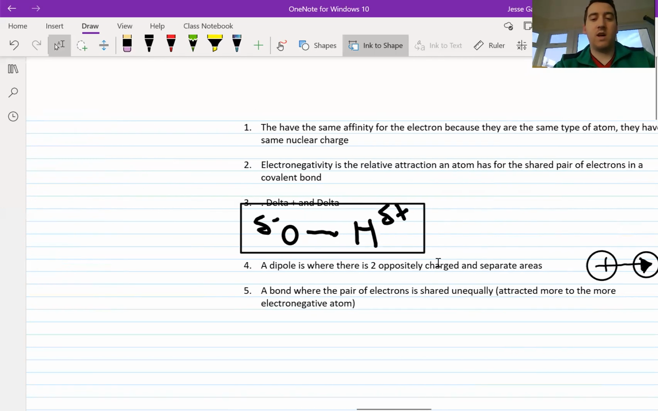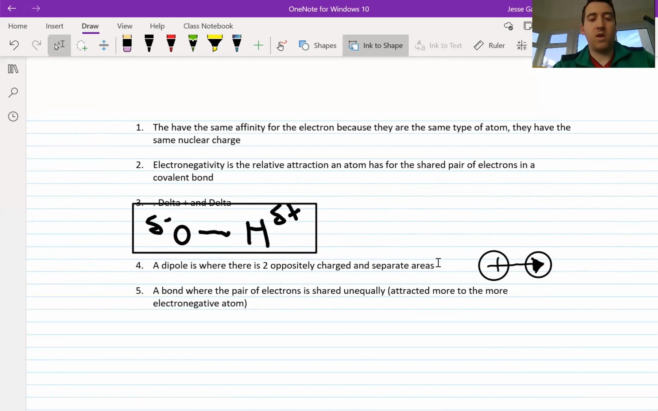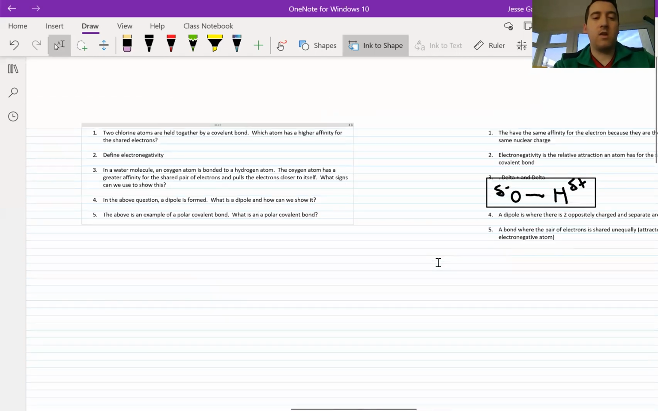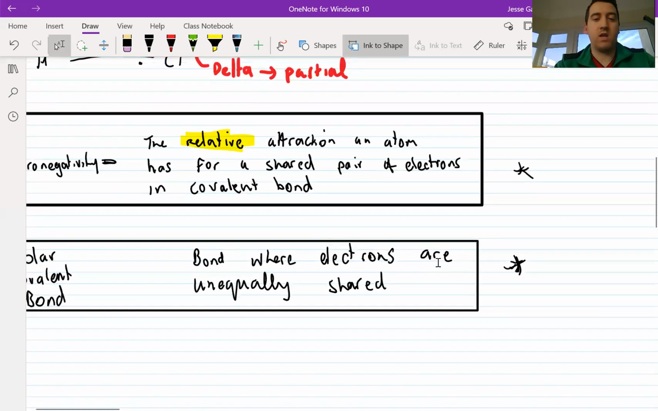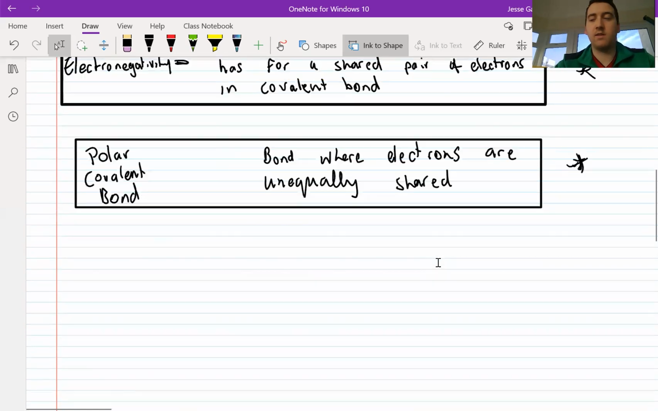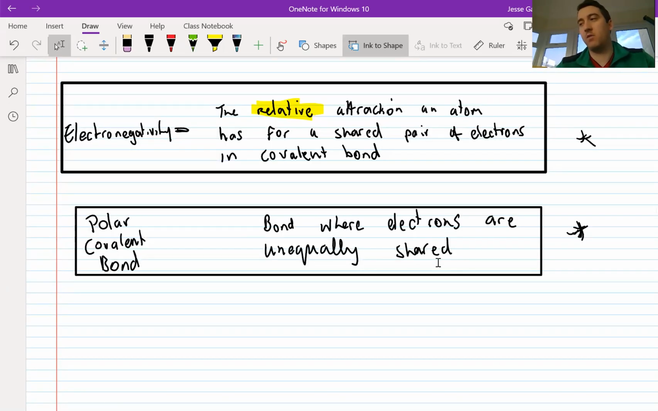All right, so this is what you should have. A polar covalent bond is a bond where the pair of electrons is shared unequally, and it's because it's attracted to the more electronegative atom. So whichever atom is more electronegative on the Pauling scale will attract the electrons more than the other one. Okay. All right, so hopefully we now understand what we mean by electronegativity and what the result is. We get polar covalent bonds, and that's really important for lots of other things, but we won't go into that just today. We will look at it in other videos when we do bonding.